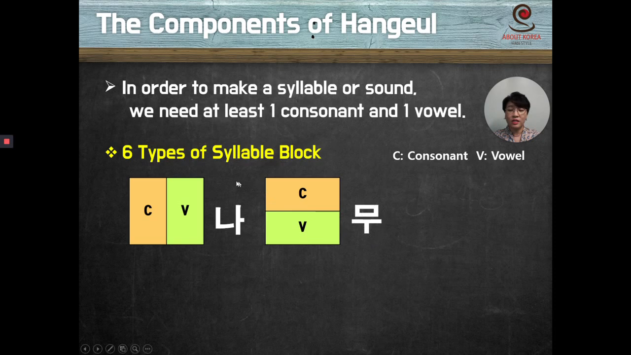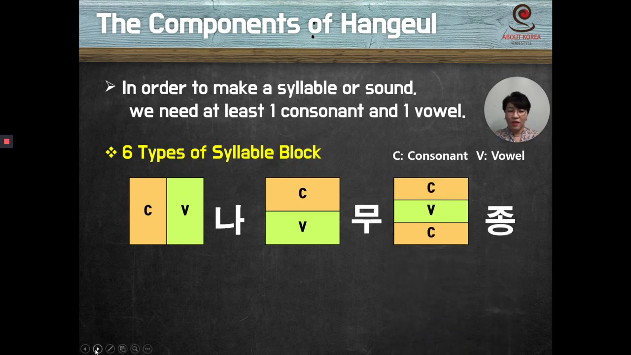Hangul is written from top to bottom and from left to right. That's the way it's supposed to be. So that's how we write Hangul, from top to bottom and left to right. Please remember. And the third syllable block is consonant, vowel, and consonant. An example is 종. Let's take a look in detail.